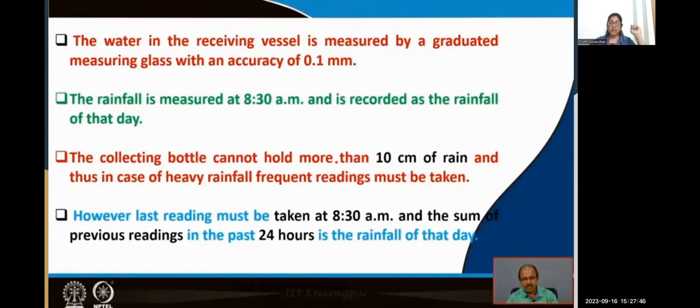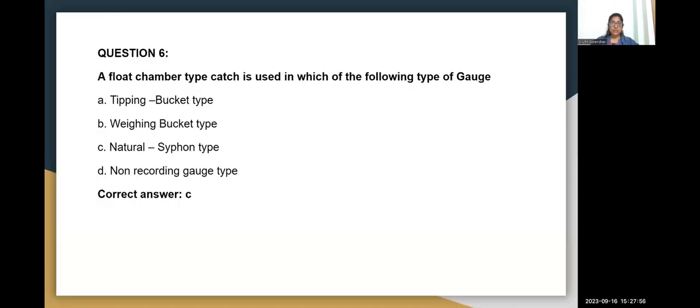So frequently the water will need to be removed from the collecting bottle, and then recorded. So this is how a non-recording type rain gauge works.